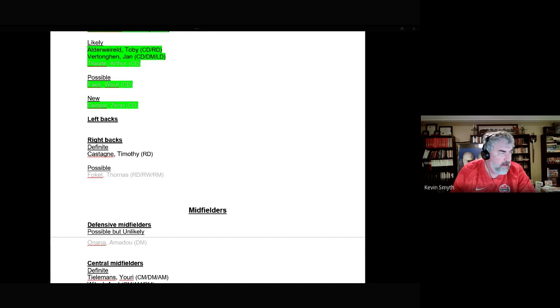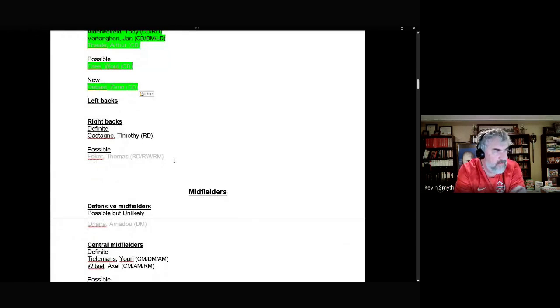Let's move on though to the left back position, and actually there are no candidates here in the left back position, and in fact they don't use the position because with the three-man back line, it's a 3-4-2-1. So the right and left side of the pitch is a winger rather than a back. However, the same is true for right backs, but we do have candidates at the right back position, and we have definite candidate Timothy Castagne and possible candidate Thomas Foket. So Timothy Castagne did make the squad, and Thomas Foket did not.